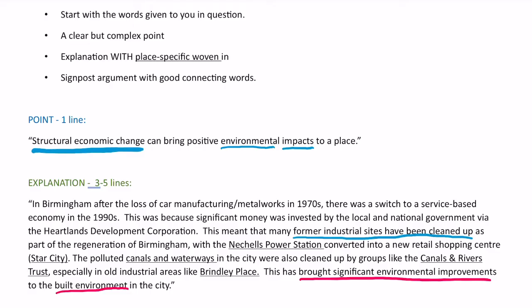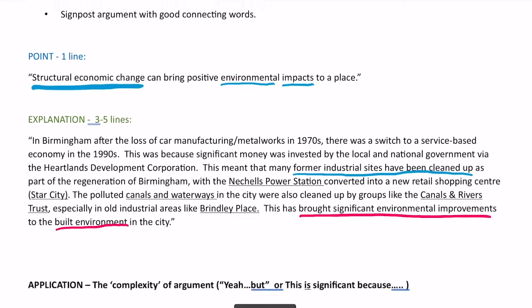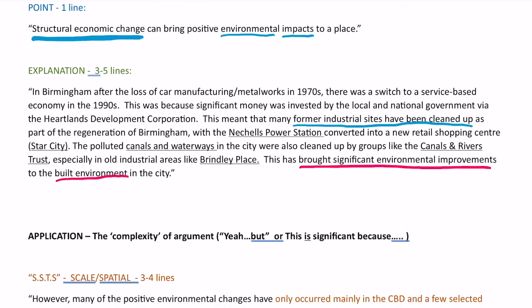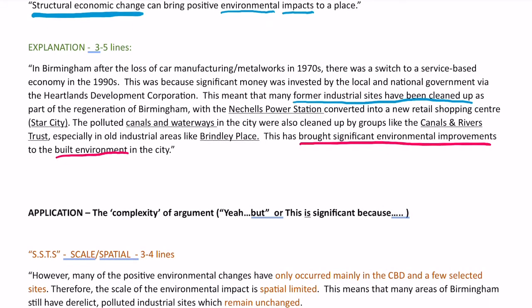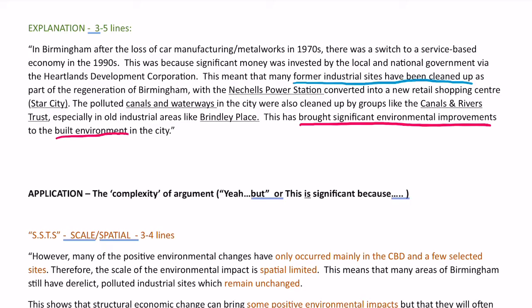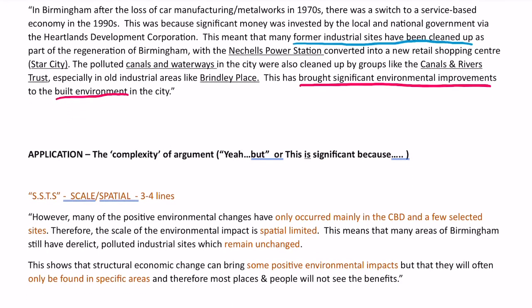That's taken me 3 to 5 lines, and at the moment I've got a decent argument. I'm agreeing with the main question. What I want to do now is the bit that a lot of students forget to do. I want to add some complexity. What I like to call this is the yeah, but. So I might have made a point and explained that point, but do I completely agree with it? And that's where sometimes I might use the yeah, but. But if I do really agree with it, that's where I need to maybe reinforce and say this is particularly significant because of that. In this example, I'm actually going to say, well, it's maybe a little bit more complex than I initially let on.